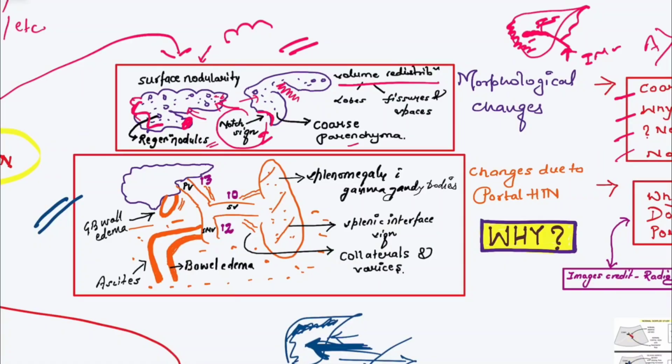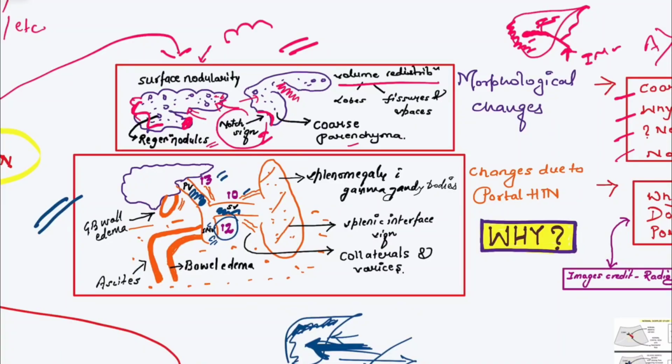In order to compensate for all these changes, these veins dilate. The portal vein diameter cutoff is 13 mm, for the splenic vein it is 10 mm, and for the SMV it is 12 mm. So these veins' diameters increase.